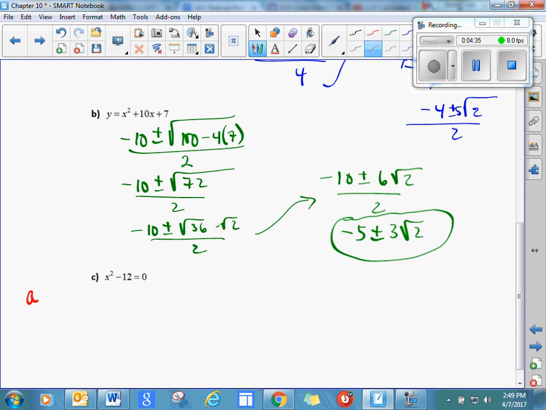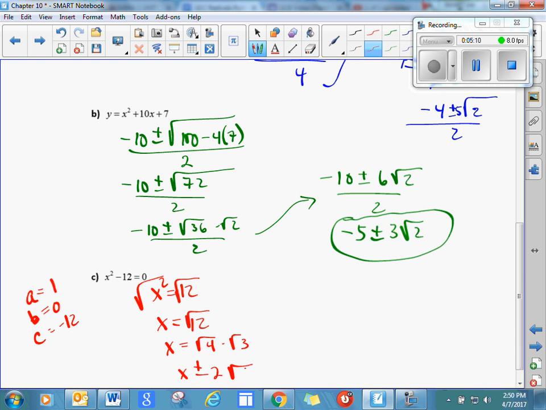So A is 1, B is 0. There is no x to the first term here, so B is 0 and C is -12. So actually, I'm not even going to use the quadratic formula on this. I'm just going to use the square root property. So x squared is equal to 12, square root of both sides, x is equal to radical 12, x is equal to radical 4 times radical 3. So x is equal to plus or minus 2 radical 3. So this should have a plus or minus in front of it.